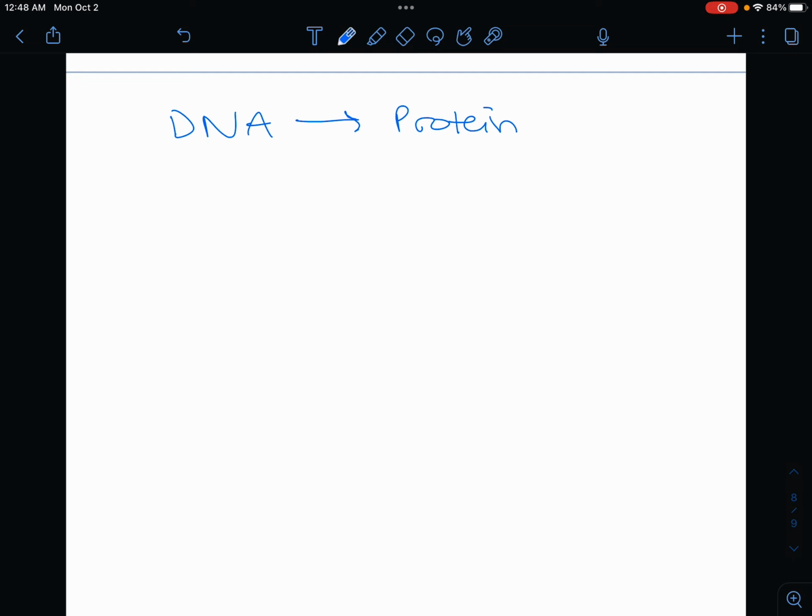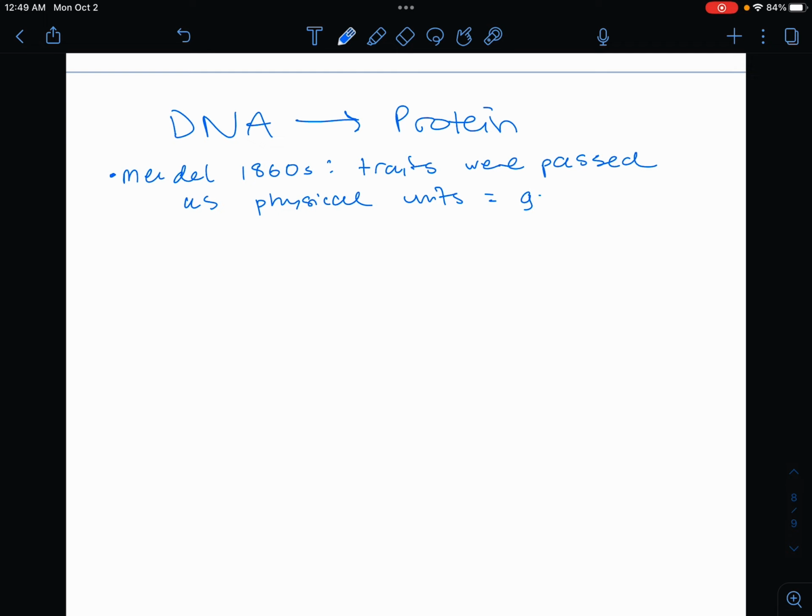All right, so a little history. We're going to start talking about Mendel again, Gregor Mendel. And he lived in the 1800s, 1860s actually. This is when he did his famous experiment with the pea plants, and he determined traits were the physical units that were inherited. And the name of those physical units would be genes. It's our first vocab for this section.